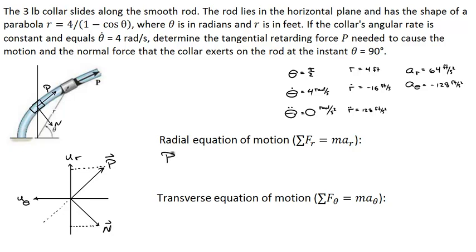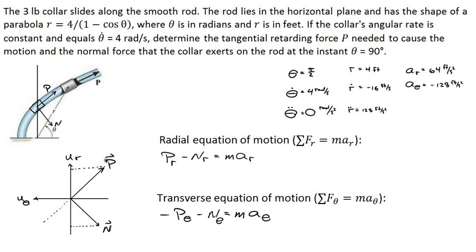So let's write the radial equation of motion: the radial component of P minus the radial component of N will equal m times the radial acceleration, which is something that we already know. And we can also calculate the transverse equation of motion, which is negative P theta minus N theta, and that's equal to the mass times the tangential or transverse component of acceleration, a theta, which we also know.